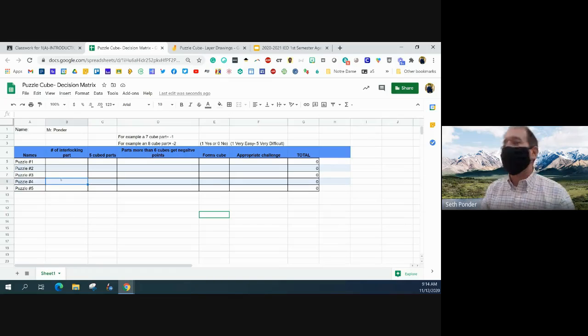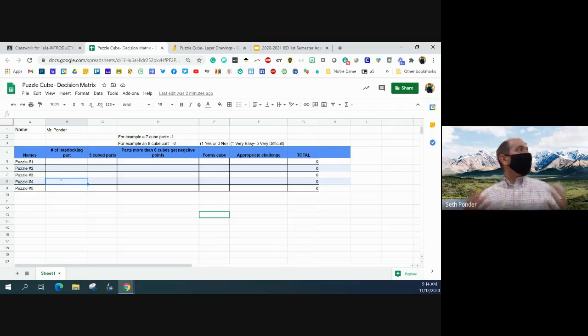Now, there are other reasons why you make a decision matrix. A puzzle cube isn't the only reason you make one. I made a decision matrix a couple of years ago when I had to buy a new car. Now I've got 3 boys, 11, 9, and 7. So they're constantly punching each other and hitting each other and bothering each other.